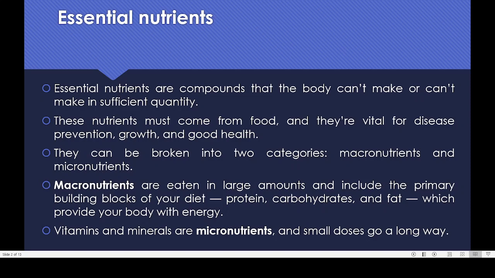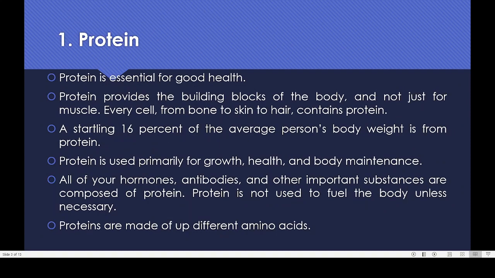Whereas coming to certain other nutrients like vitamins, there are different types of vitamins and minerals also. They are not needed by our body in large quantity, they are only needed by the body in a very small quantity or in tiny amounts. And these nutrients are called micronutrients. So broadly we can divide nutrients into macronutrients as well as micronutrients. And the first macronutrient is protein.